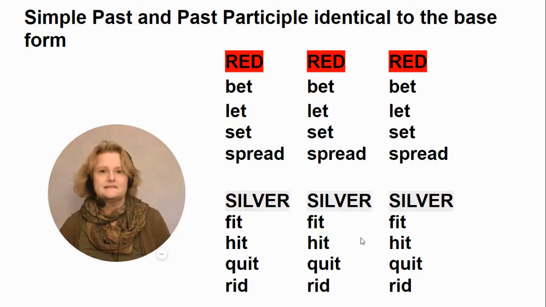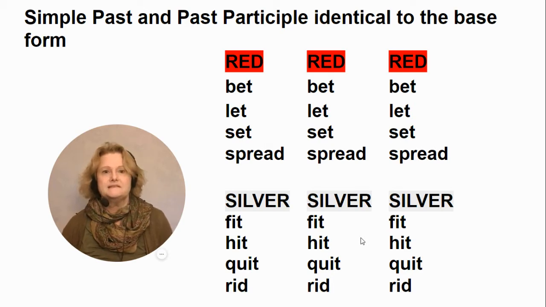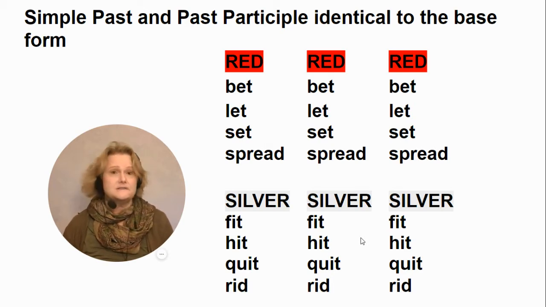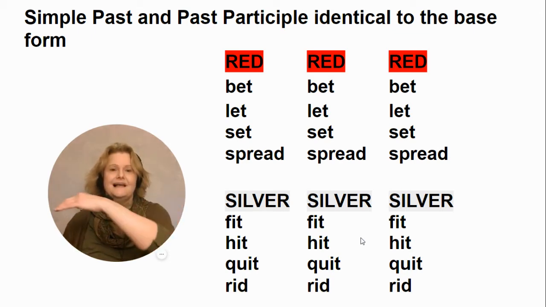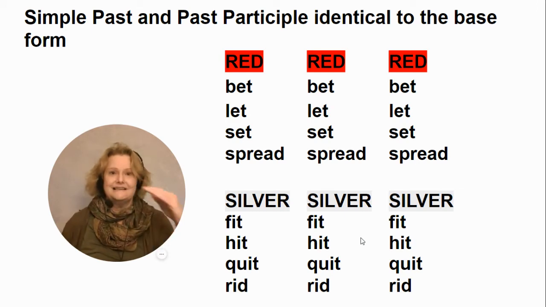First group is red, red, red. Simple past and participle are red, but also the base form, the first form. So we got bet, bet, bet. Let, let, let. Make sure you're smiling a little bit when you do this eh sound, the short E, or here we just call it the red sound.